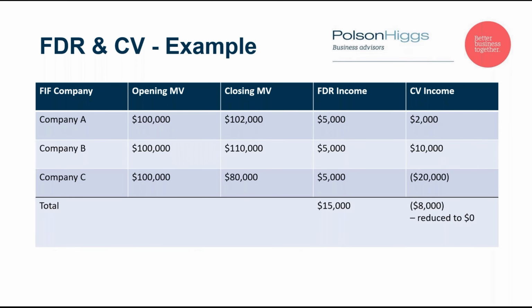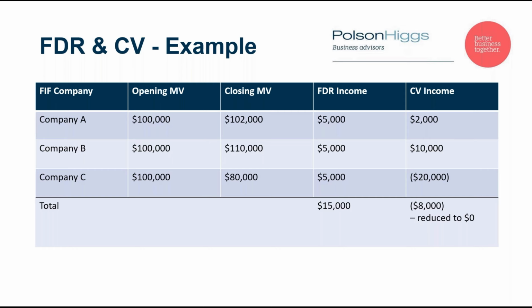So let's have a wee look at an example comparing the two methods. So here we have three companies that are all FIF companies, company A, B, and C, all had opening market values of 100,000. Therefore, they all have FDR income of 5,000 apiece, or 15,000 in total. However, they performed a bit different over the year. Company A, small gain, 102,000 ending value. Company B did slightly better, 110,000 by the end of the year. And Company C had a bit of a bad year. They went backwards. They were only worth 80,000 at the end. So there we can see our CV calculation. Company A, $2,000.